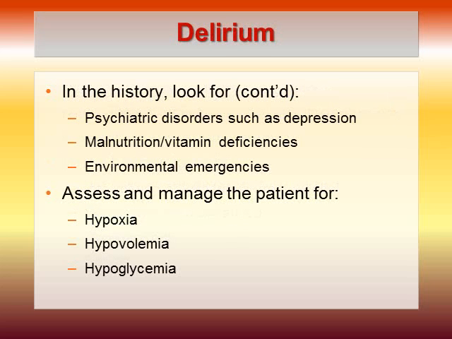So in the patient's history, you want to find out if they do have a history of previous problems with memory, or if they have any psychiatric disorders. Always evaluate these people for hypoxia, for fluid status, tilt tests may be indicated, and blood glucose levels.